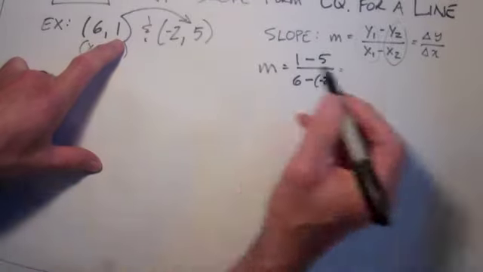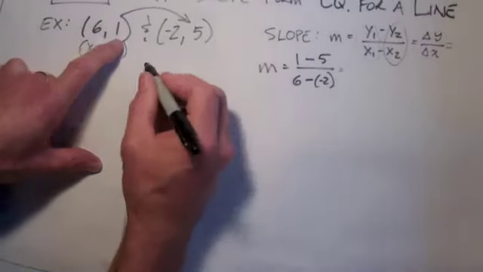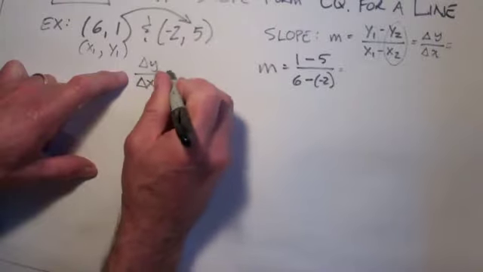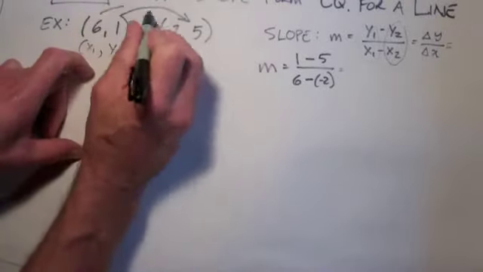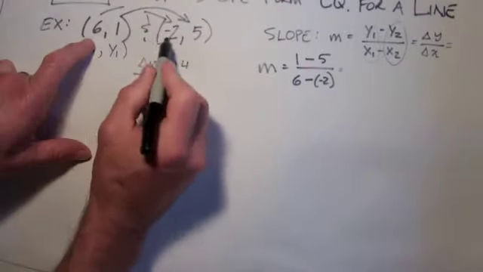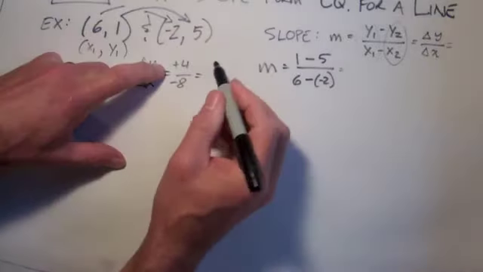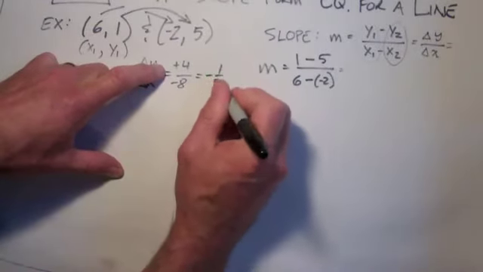And I'm actually going to do that right down here, delta y, so it shows up on camera. The change in the y here is going plus 4. And here, the change is going down from 6 to minus 2, which is going down 8. So that gives me a slope. Well, a positive over a negative is a negative. 4 over 8 is 1/2.